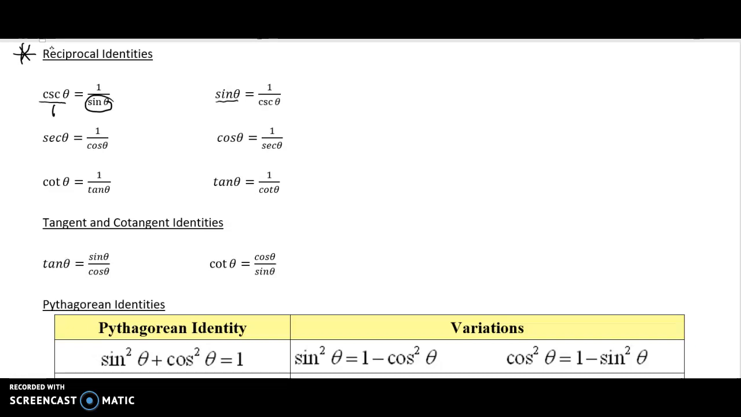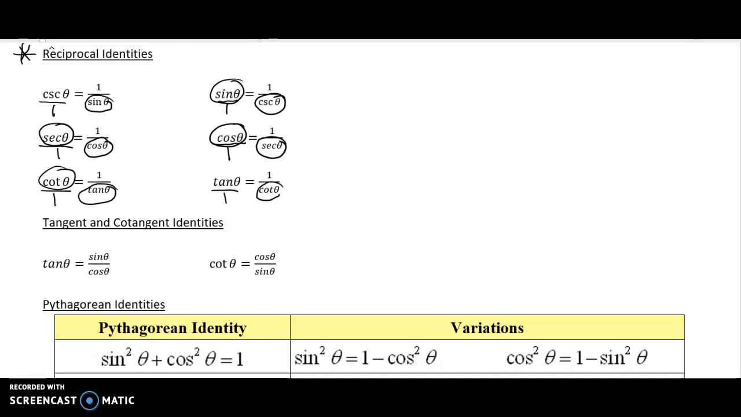And vice versa. If cosecant is in the bottom of a fraction, it's equal to having sine in the top of the fraction. And same thing with secant and cosine. When cosine's in the bottom, it's equal to having secant in top. If secant's in the bottom of a fraction, that's equal to having cosine in the top. And same thing with tangent and cotangent. If tangent's in the bottom of a fraction, that's equal to having cotangent in the top. If cotangent's in the bottom, that's equal to having tangent in the top.